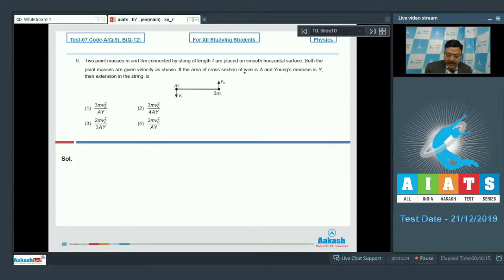Well, the velocity of center of mass is VCM equals 3mv0 minus mv0 divided by total mass, which is 4m. On simplifying, this value comes out to be v0 by 2, and the distance of center of mass from M, let's call it R, is equal to 3ml divided by total mass, which is 4m, or simply 3l by 4.